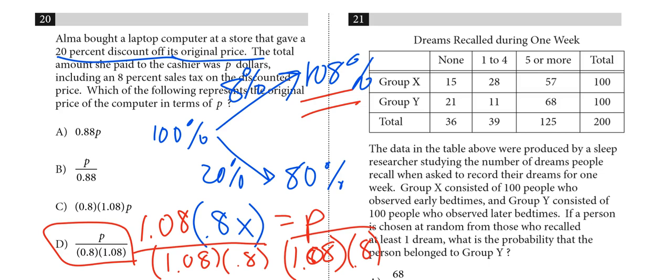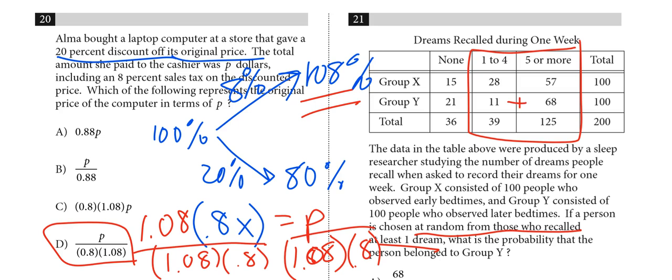Okay, 21. Dreams recalled during 1 week. Data on the table were produced by sleep studies. Group X consisted of 100 people who observed early bedtimes. Group Y consisted of 100 people who observed later bedtimes. If a person is chosen at random from those who recalled at least one dream, so at least one dream would be these people, right? What is the probability that the person belonged to Group Y?